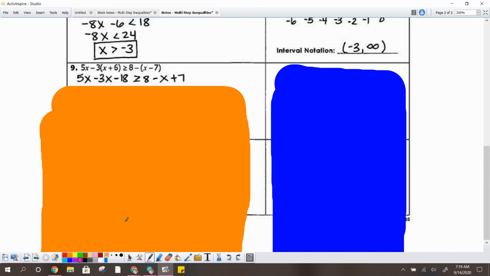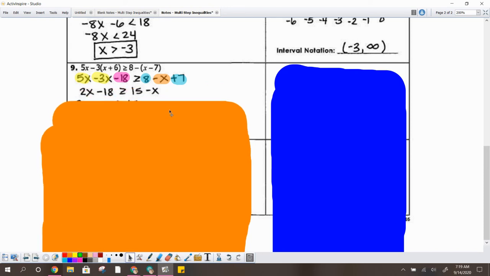So on the left side, I've got this one, and I've got these x terms. I'm going to use a different color on the other side just so they are not confused. Okay, got those constant terms there, and my x value there. So I can go ahead and combine my like terms. So I've got 5x minus 3x to get 2x, bring down the minus 18, and then I'm doing 8 plus 7 on this side to get 15 minus x.